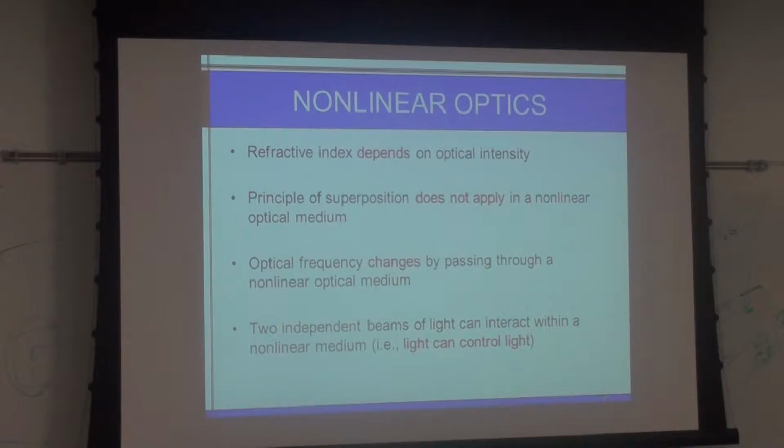The principle of superposition does not apply in a nonlinear optical medium. The optical frequency changes as it goes through the medium, so I can send in the green light, but I may also get something in the UV at the output, for instance. And two independent beams of light can interact within a nonlinear medium, and we'll talk about how, okay, because essentially the medium acts as a proxy for mediating that interaction.